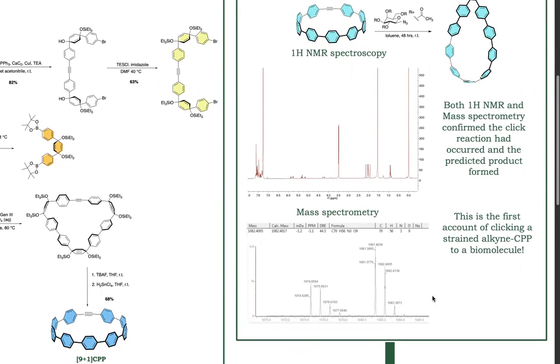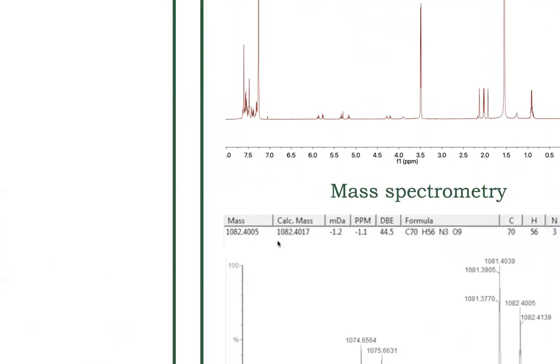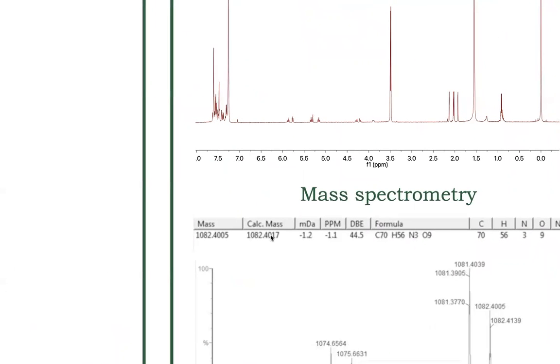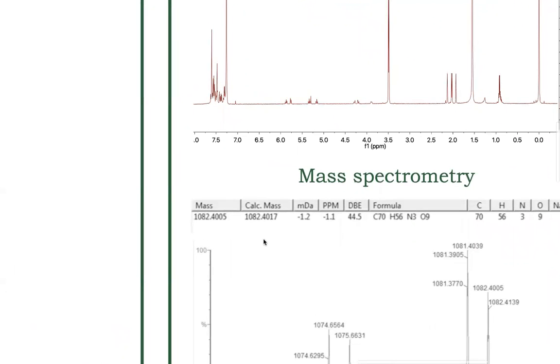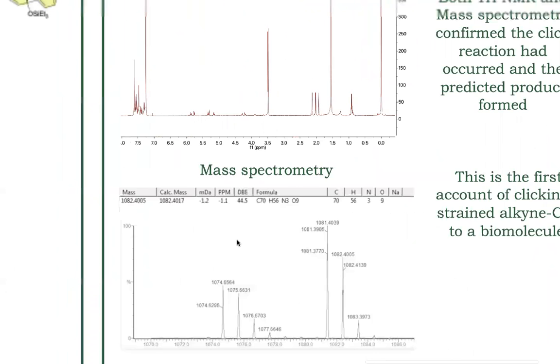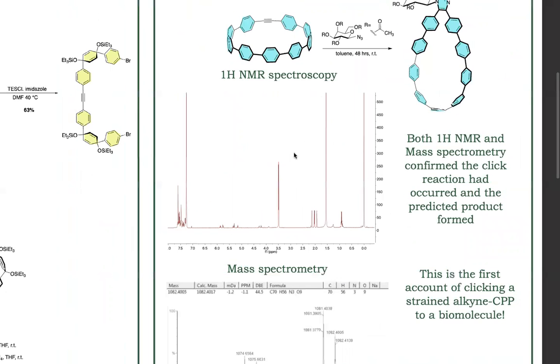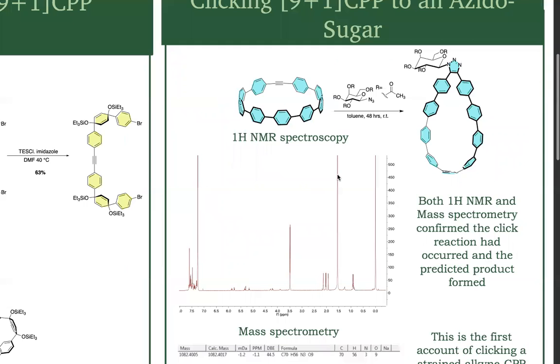We also used mass spectrometry, which, if you can see in these boxes right here, the calculated mass, so the predicted mass of our product, practically matched the mass of what we essentially made. So this was also a very good indicator that we made the predicted product. So this was the first account of clicking a strained-alkyne CPP to a biomolecule, which was very exciting.